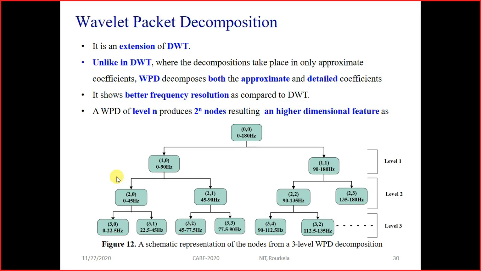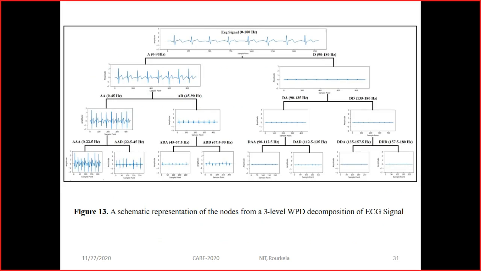Then the wavelet packet decomposition, as we have already discussed, is an extension of the DWT. Unlike in DWT, WPT decomposes both the approximate and detailed coefficients. So both are being decomposed. Now from each of these nodes, we take all these signals and then go for the calculation of the features.